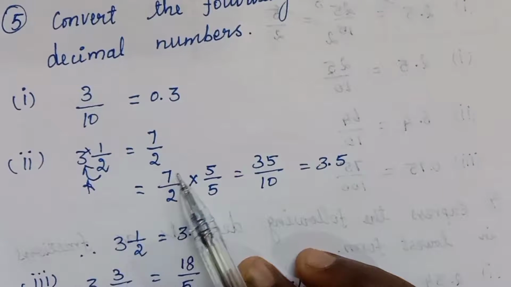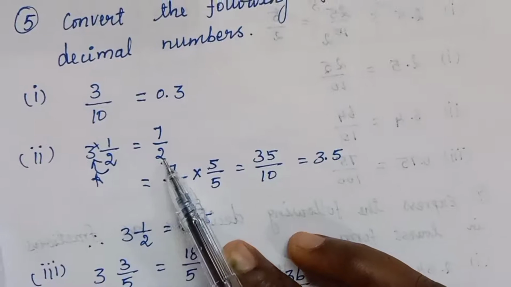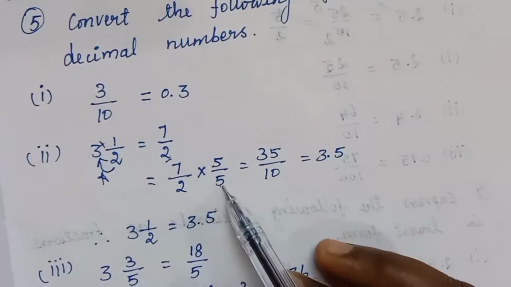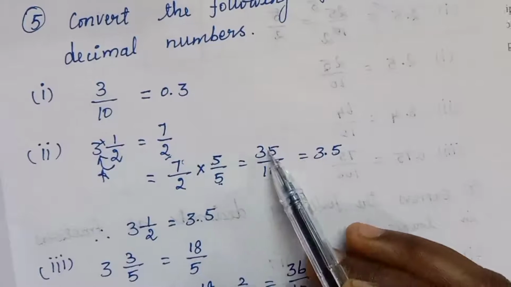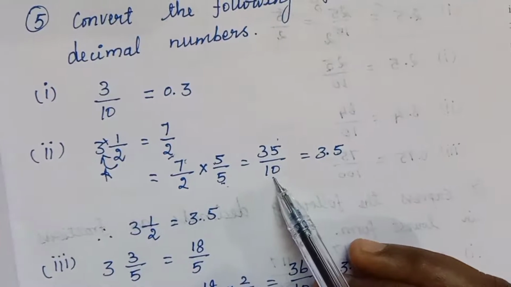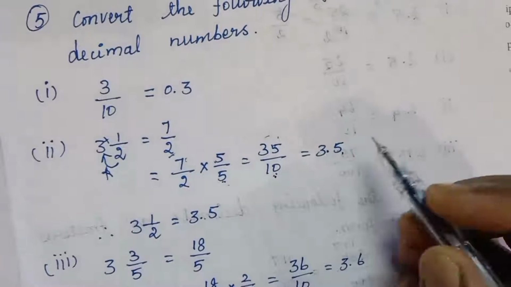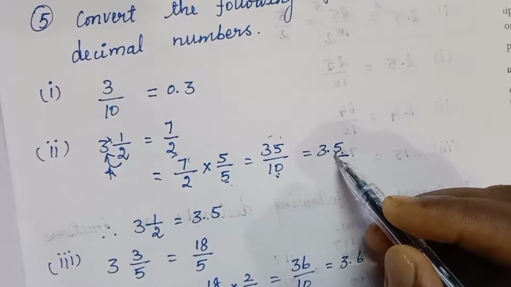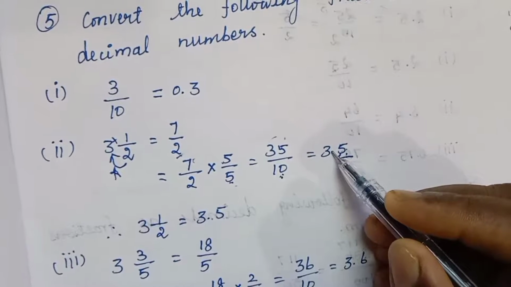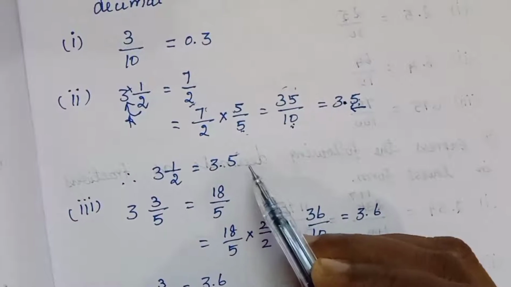Now, in the denominator we have 2. To get a multiple of 10, multiply both numerator and denominator by 5. So 7 5s are 35, 2 5s are 10. Now 35 by 10. Write the numerator value 35. We need one decimal place, so start counting from right to left. That is 1 decimal place, 3.5. Therefore 3 1 by 2 is equal to 3.5.